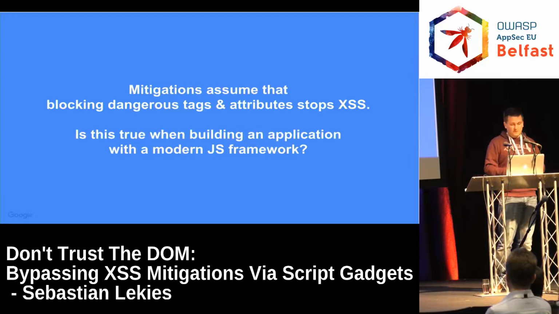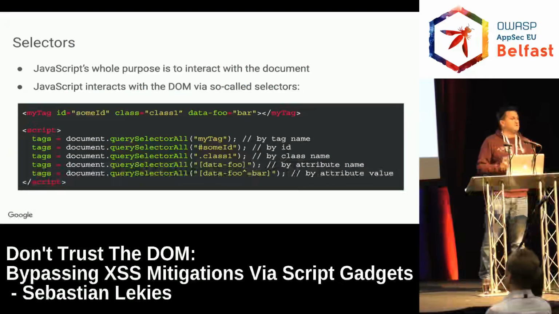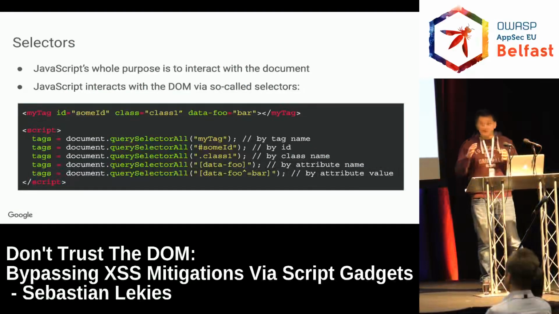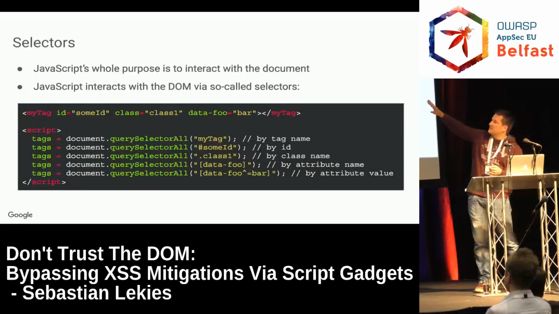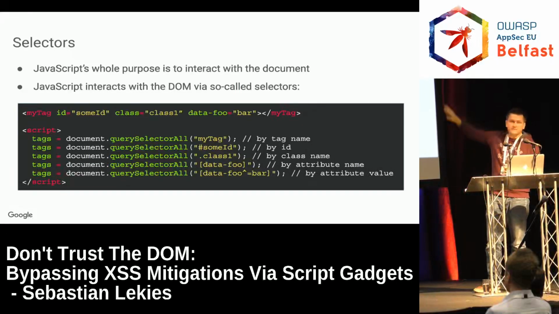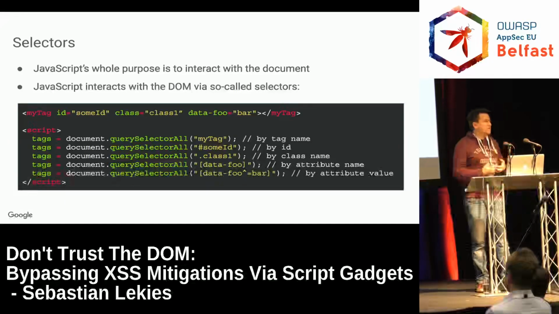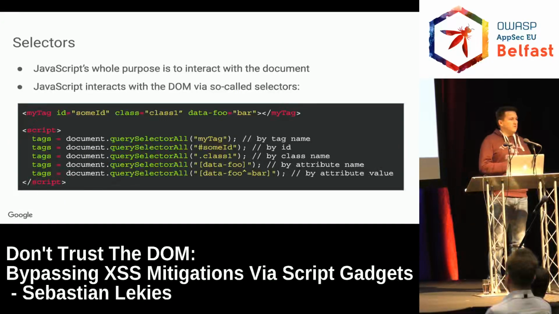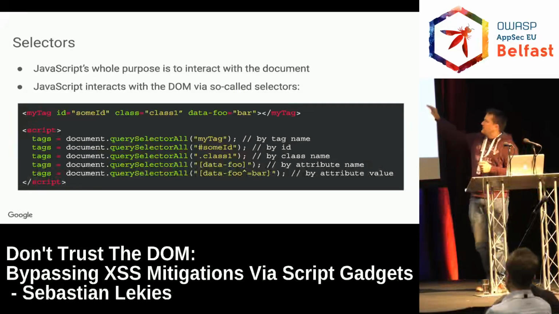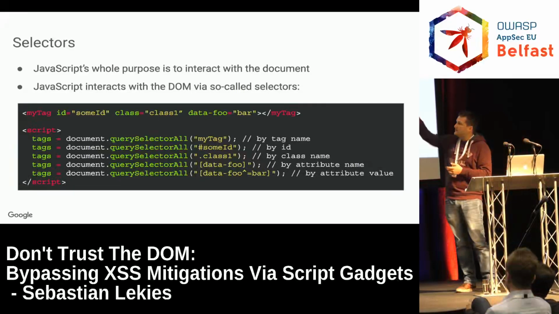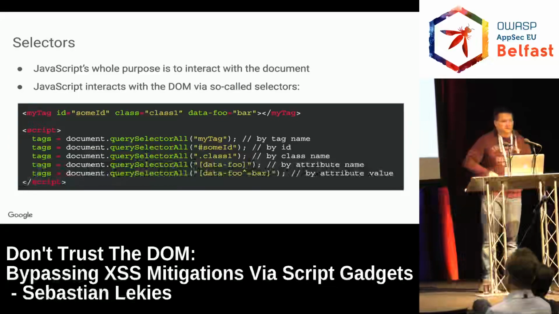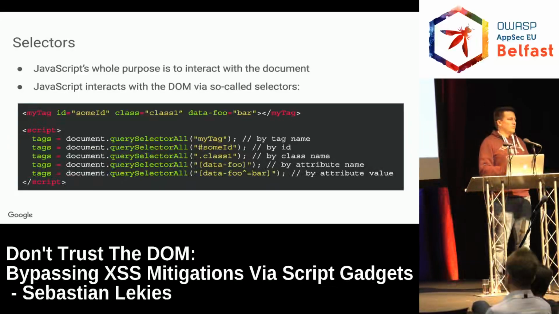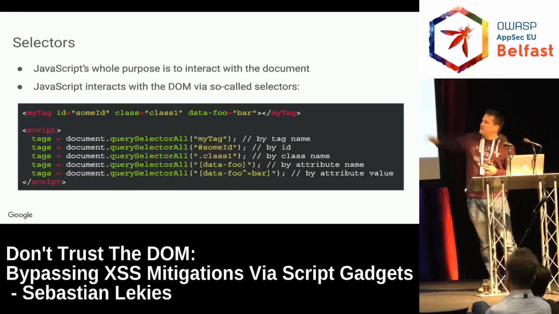And the main way of doing so is so-called selectors. Here we see a very simple example. We see a custom tag, and it has some ID attributes and class attributes and some other attributes. Selectors allow you to query the DOM for these elements. For example, you can query elements by the name of the tag, by the ID, by the class, or you can even query the DOM by attributes. You can say, give me all the elements that have, for example, a data-foo attribute.